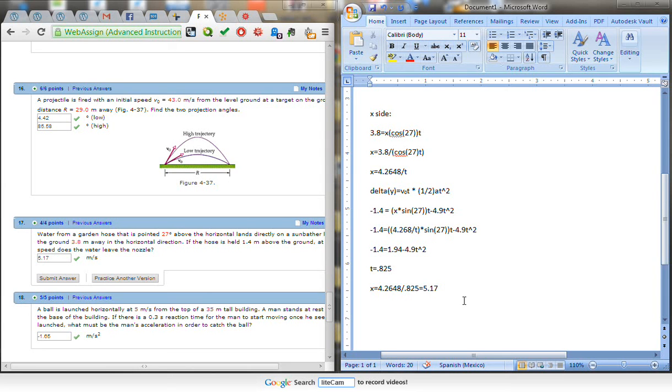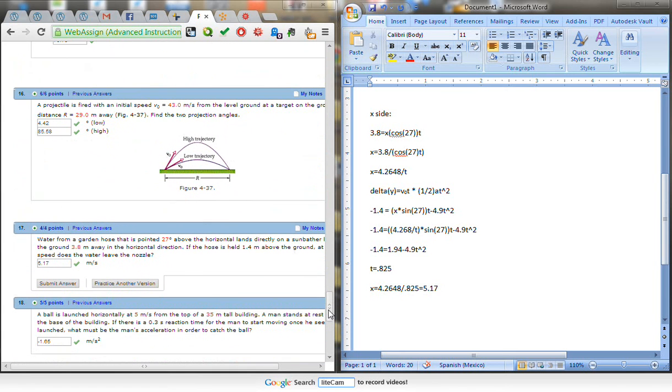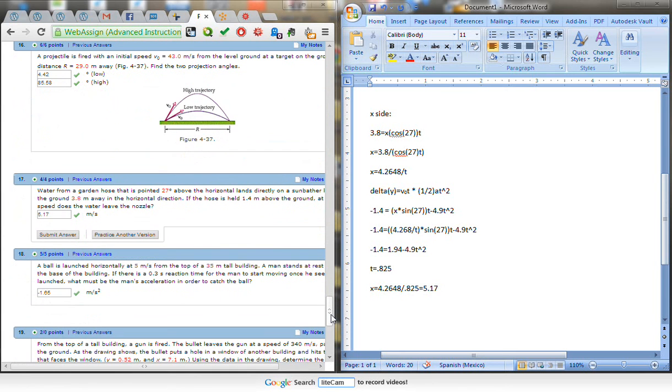Alright, so if you have any questions, feel free to tell me. And I'm sorry I couldn't do the rest of the WebAssign, I'm a little short on time. But it seems the rest of the WebAssign questions can be done using the range equation, so it's not too difficult from here out.